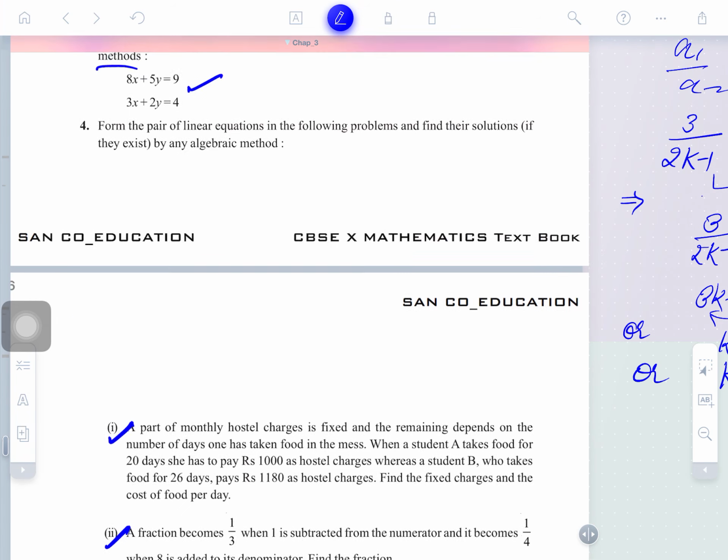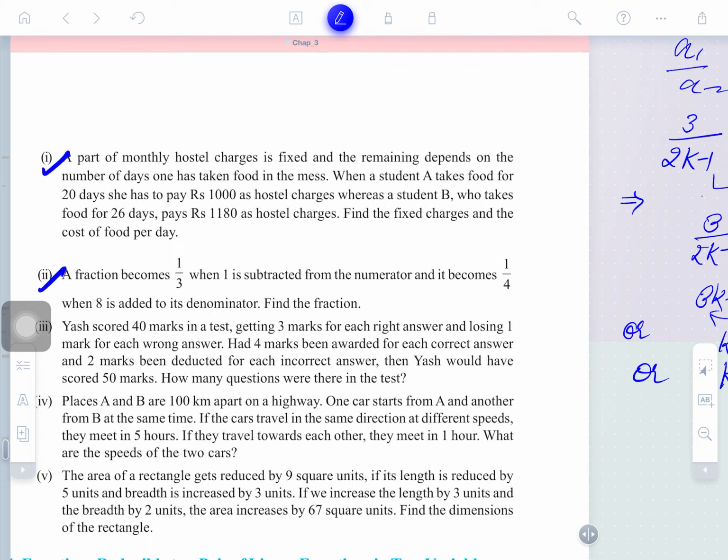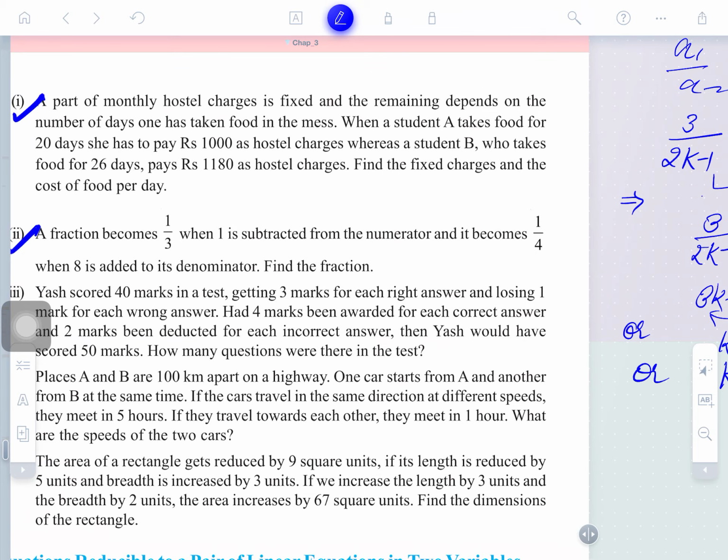Okay, now see the word problems. Form the pair of linear equations in the following problem and find solutions, if they exist, by algebraic method. What is the meaning of the algebraic method? Means any method: elimination method, substitution method, or the cross product method. I think which method do you like most here? Yes, the cross product method. So we are using the cross product method. First your task is to make the equation. We first have to make the equation. Is that clear guys? Please read the question very carefully.